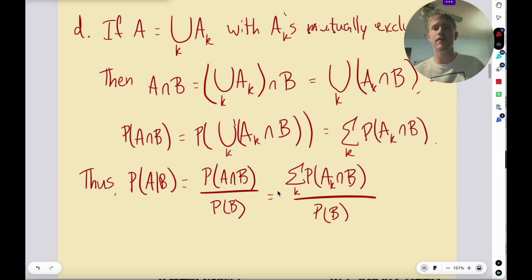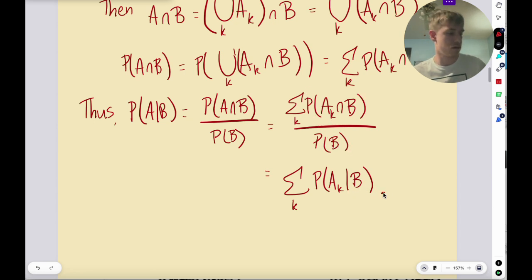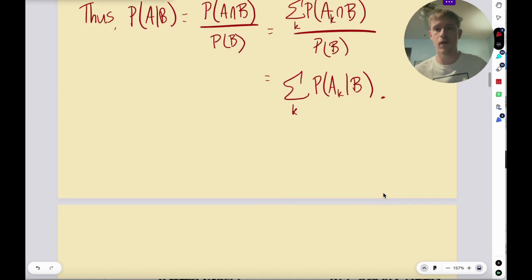But this probability of B can distribute inside the sum so that each of these is being divided by it. And that's just the definition of conditional probability. So this is just the sum over k of the probability of A sub k given B, which by definition is the probability of A sub k intersect B divided by the probability of B. Alrighty.